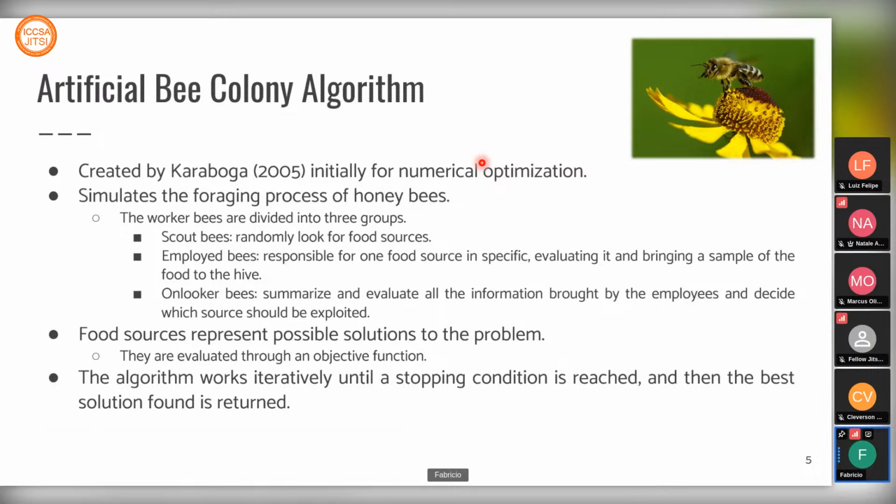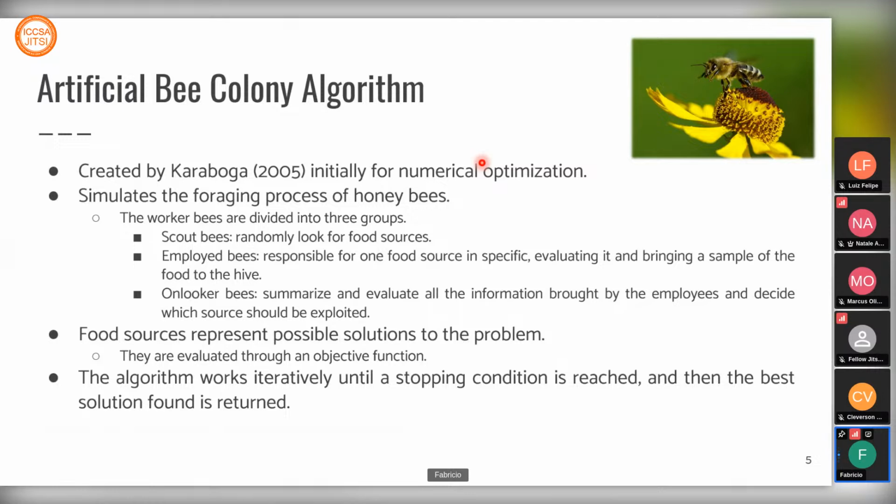The artificial bee colony algorithm was created in 2005, and it was initially used for numerical optimization. It simulates the foraging behavior of honey bees. The worker bees of the colony are divided into 3 groups. We have the scout bees, which are randomly looking for food sources. When you see a single bee flying around, it is usually looking for some food source: the scout bee.